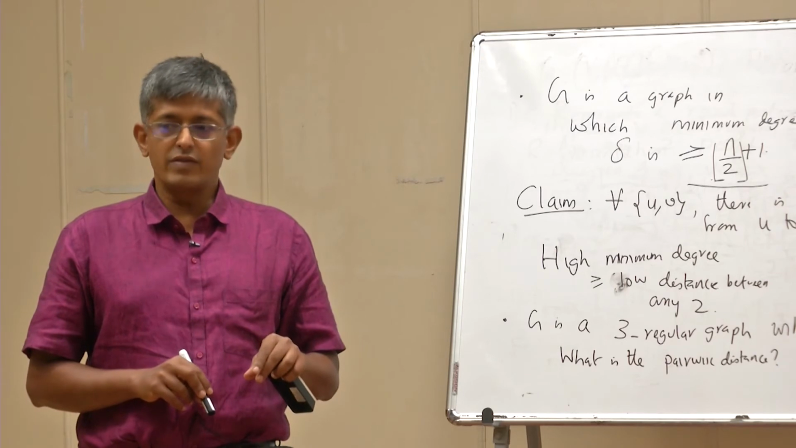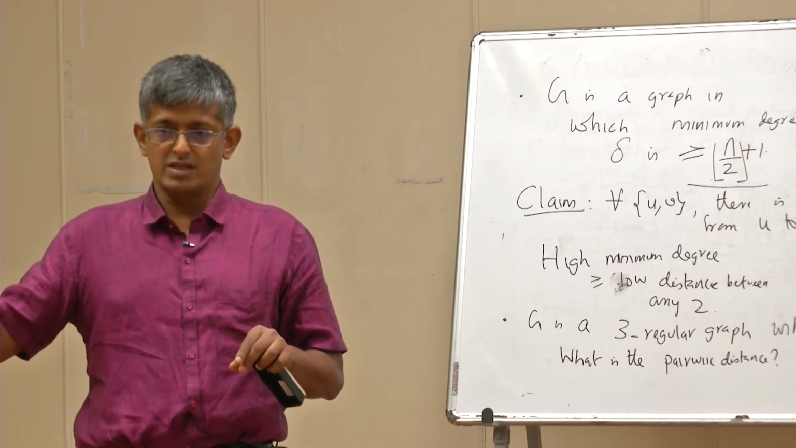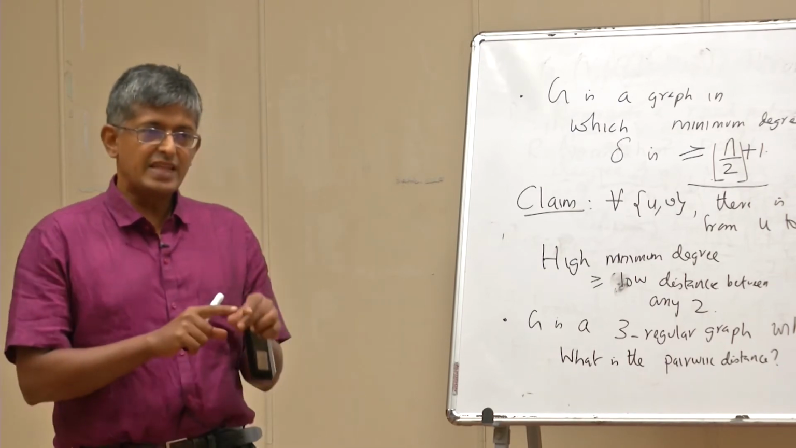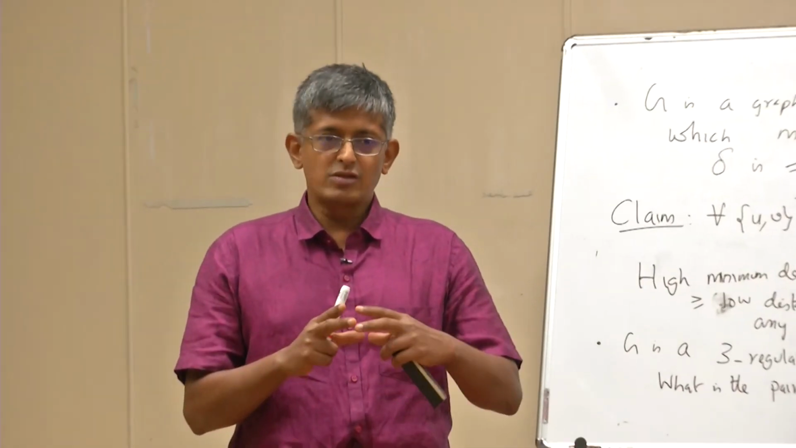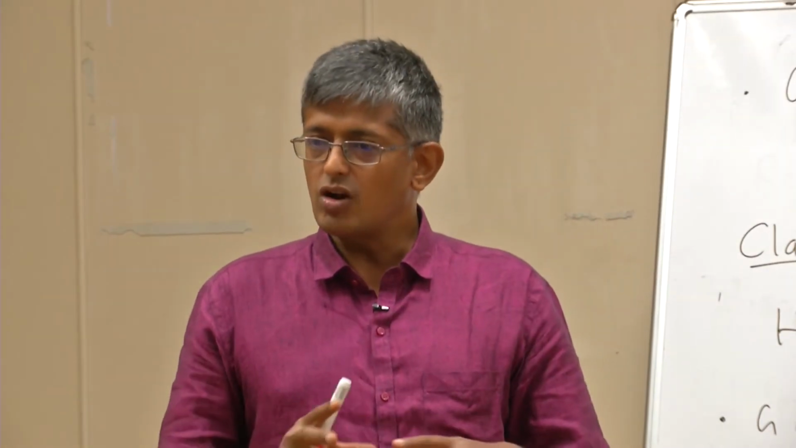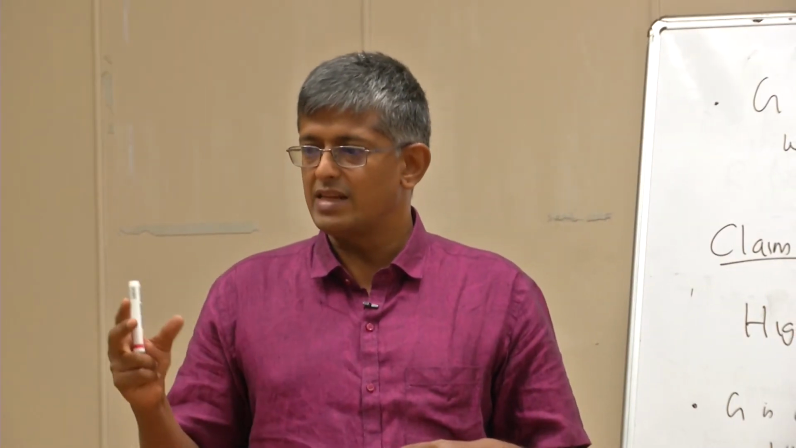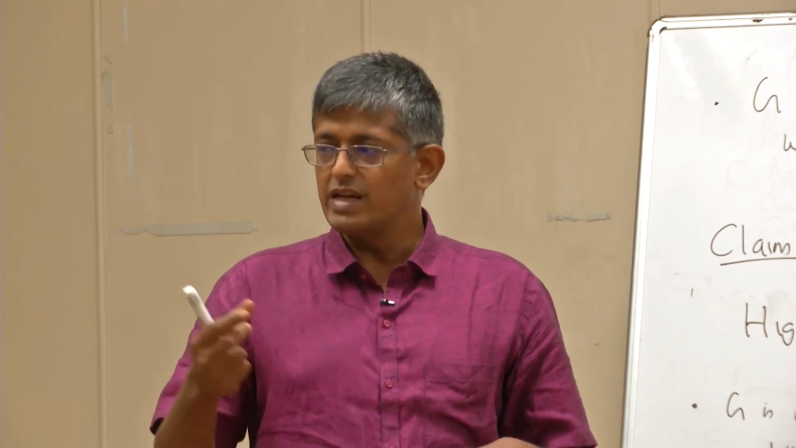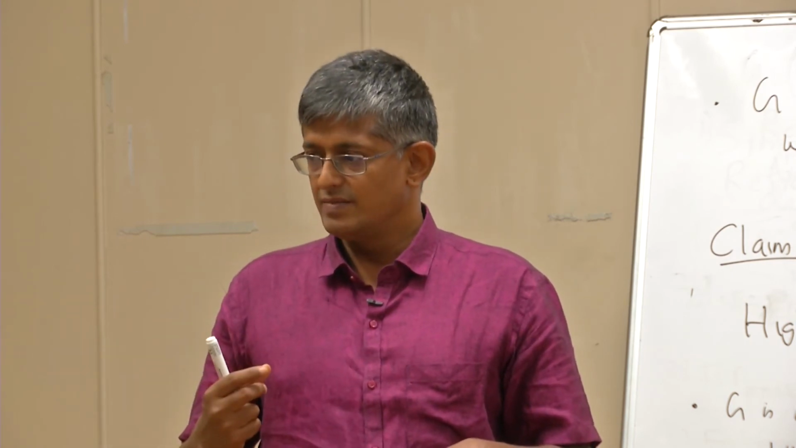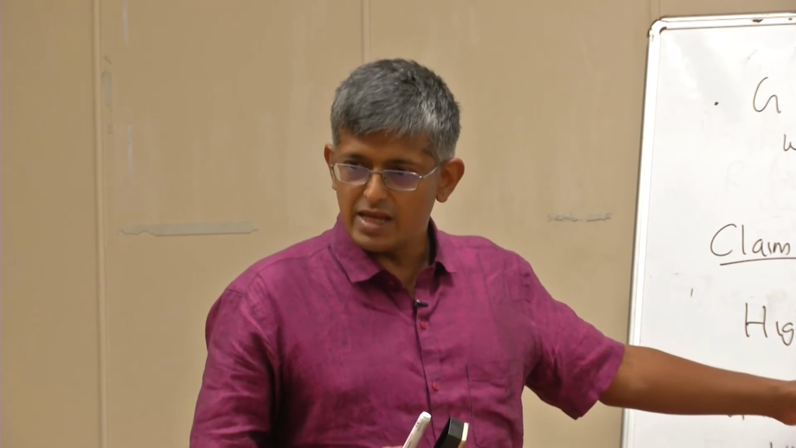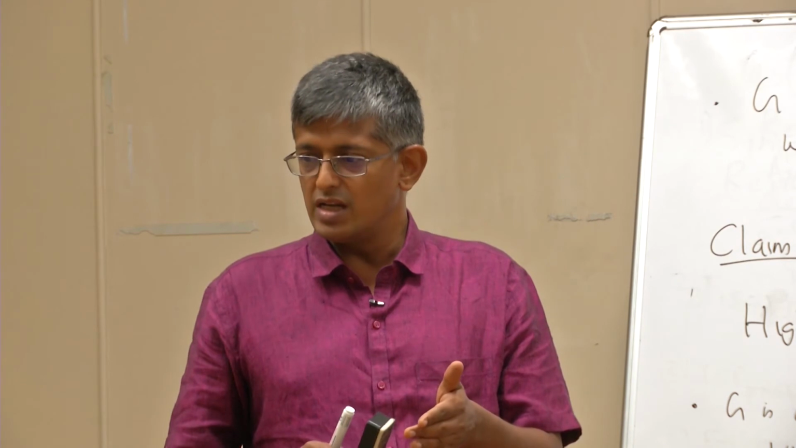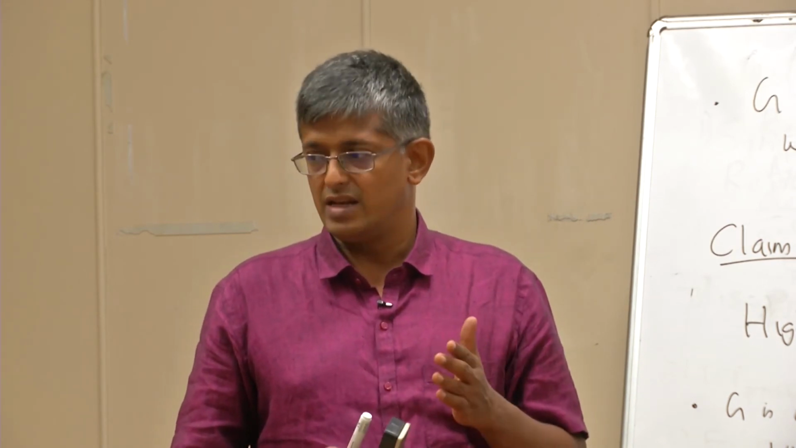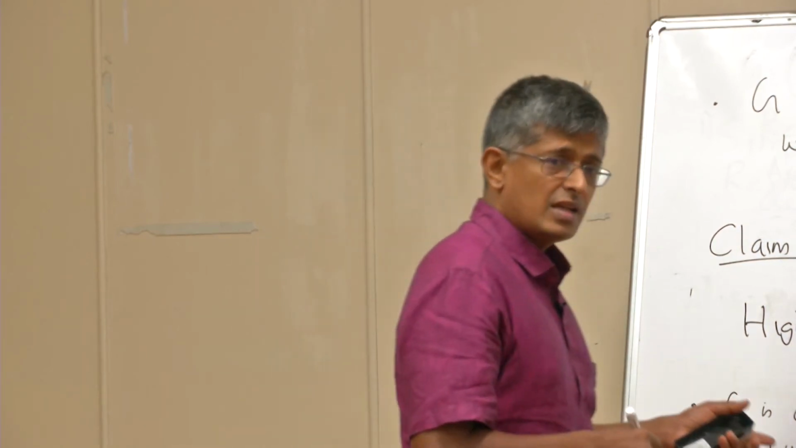It's a very slow growing function relative to a linear function. That is, as the number of vertices increases, the diameter is going to increase in a slow way. It is not going to increase as n by 2 or n by 3 or n by 10 or something like that. It's going to increase logarithmically in n. That is, if you look at graphs with this property, and you want an upper bound on the distance between any pair, the worst distance possible in such graphs is only logarithmic in n.